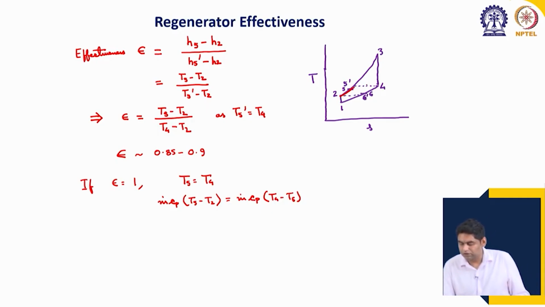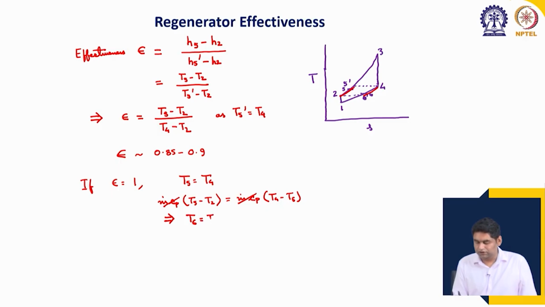From here, for the ideal case, considering m dot Cp is same for the ideal cycle, we get, if T5 is equal to T4, then T6 has to be equal to T2. So, T6 will also be equal to T2. So, these two temperature lines will coincide, and these T5 lines also will coincide, and we get the perfect regeneration process.